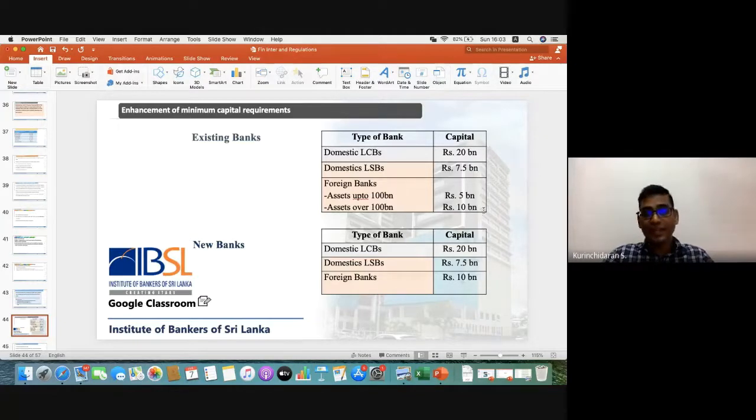But if there's a new bank coming in, a domestic LCB needs 20 billion, a domestic LSB 7.5 billion, but foreign banks, it's 10 billion. There's no categorization based on the assets for new banks, but for already existing banks, of course, that is there. Actually, banks were required to comply with this as of 31st December 2020, but due to the pandemic, it has been extended till 31st December 2022. Most of the banks comply anyway, but if banks have not complied, they have to comply before 2022. And new banks, of course, domestic LCB 20 billion, domestic LSB 7.5 billion, and foreign banks 10 billion.